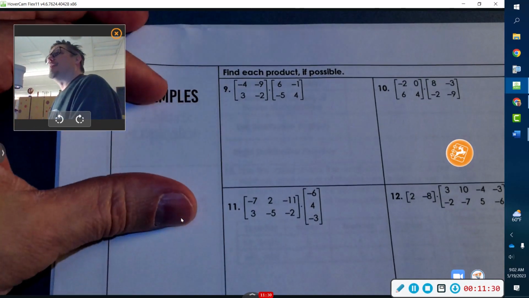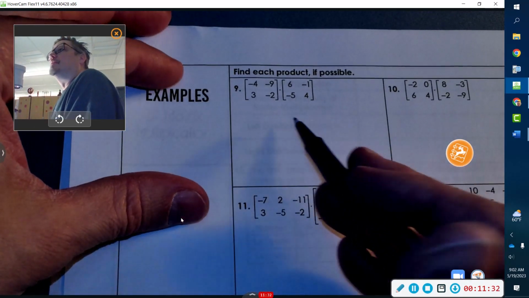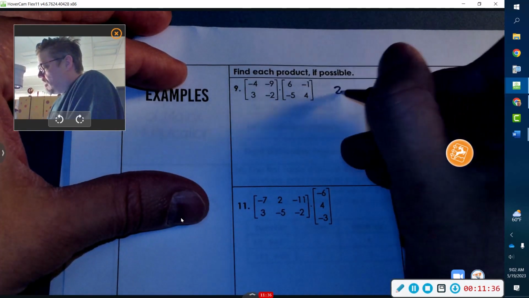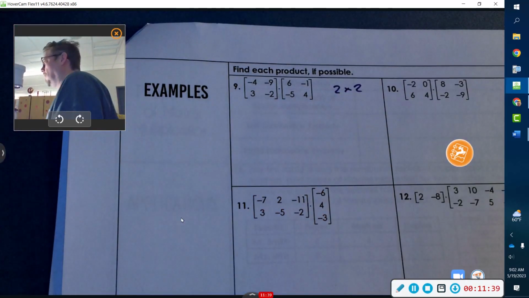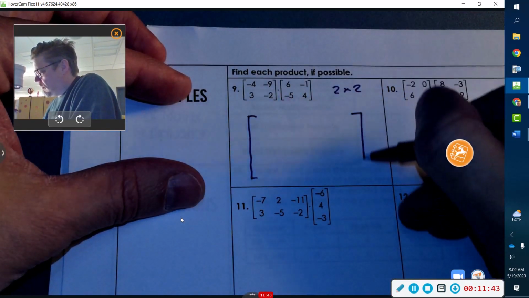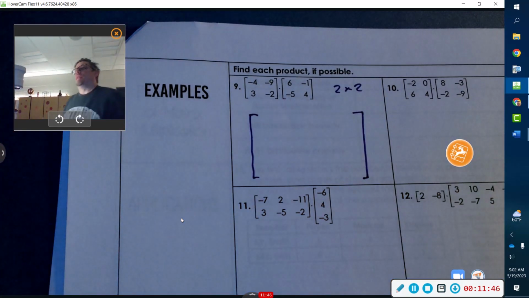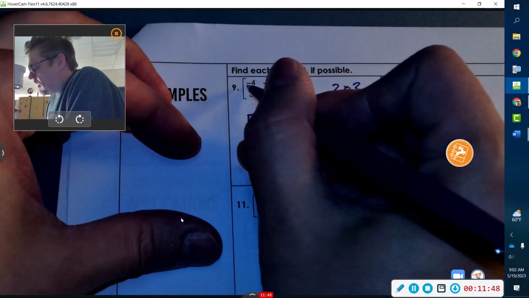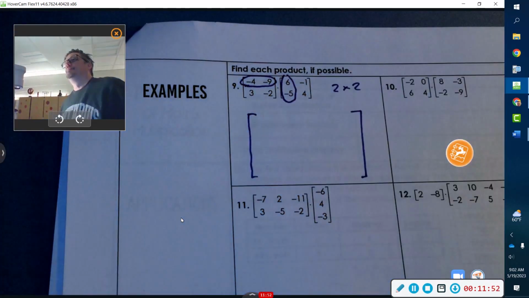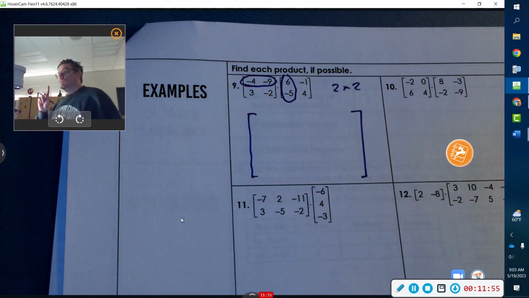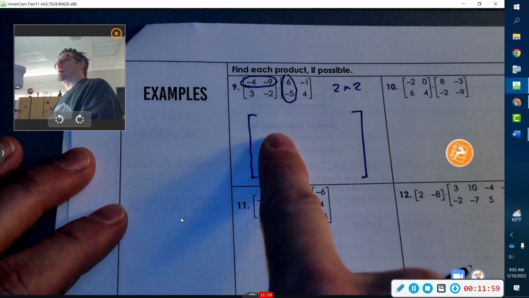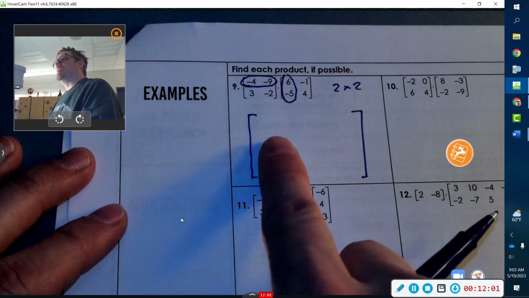Okay, what is my product going to be? Is this possible? Okay, good. So this is a 2 by 2, and we're going to get a 2 by 2. Now I'm going to draw this one kind of large to make a little bit more space for ourselves. Now remember what you want to do as well. You want to circle the row and then circle the column. Now that tells me row 1, column 1. That position right there. This product is going to get me that right there.